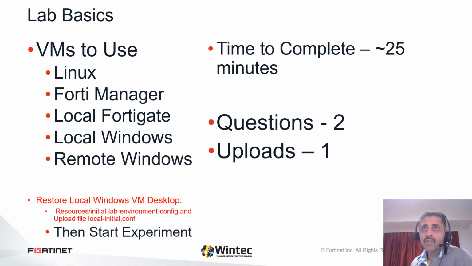The virtual machines you need to use for this lab are Linux, FortiManager, local FortiGate, local Windows, and remote Windows. In this lab, you will configure the SSL VPNs, which are an easy way of giving people remote access to your private network. If you watch this video and read through the guide, it should take you approximately 25 minutes to complete the lab on your machine.